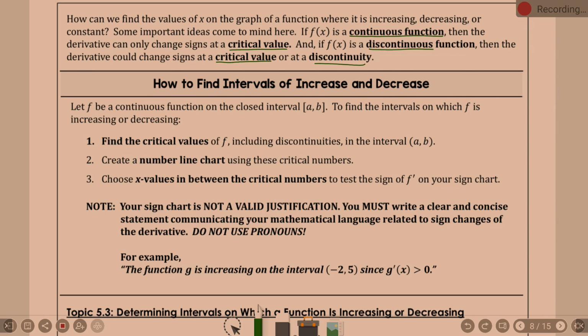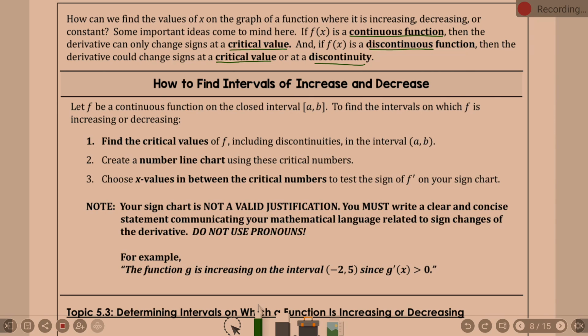So when we're looking at a derivative, there's going to be a critical value if it changes sign. Unless it's not continuous, and then again, the jump discontinuities or an asymptote or something like that would also cause critical values. Okay, how to find intervals of increase or decrease.